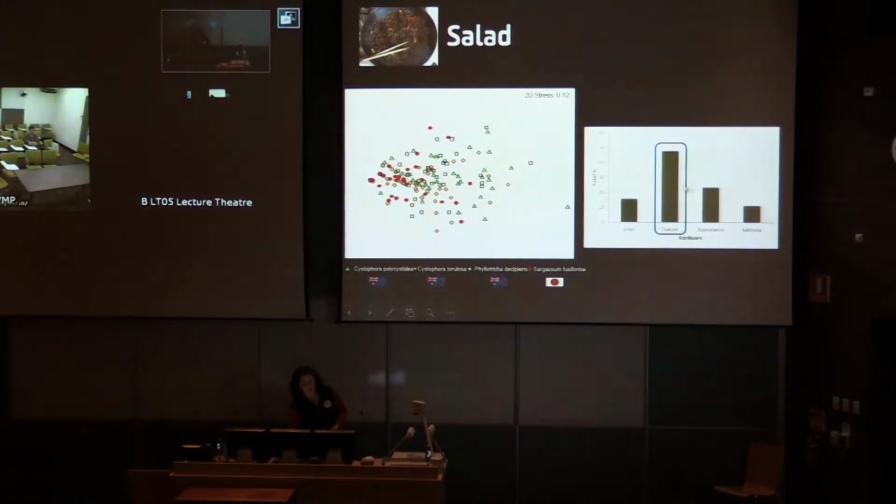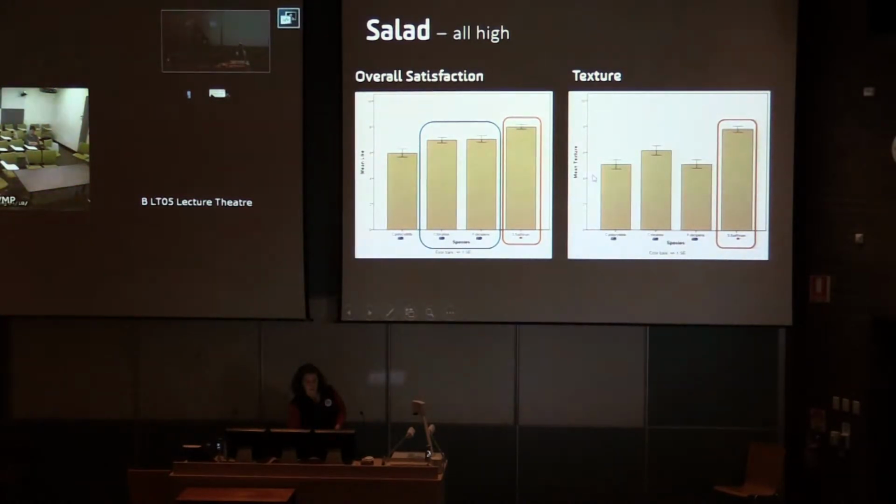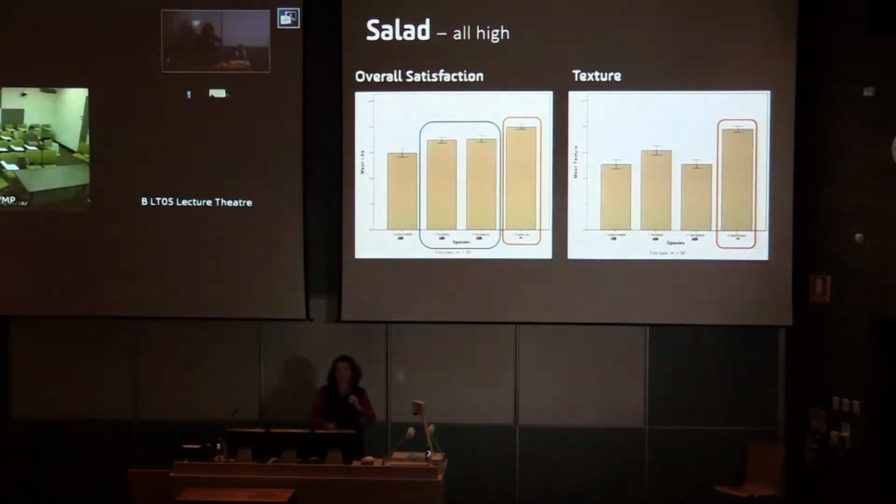This graph here represents the different attributes that contribute most to the separation of species in this graph. So this is SIMPER analysis data for those that are doing that data analysis. And we can see that nearly 50% of the difference between species was attributable to differences in texture. If we look at that in a different way, we can see again, in this case, there were differences in the overall satisfaction with the different species that we used for the salad dish.